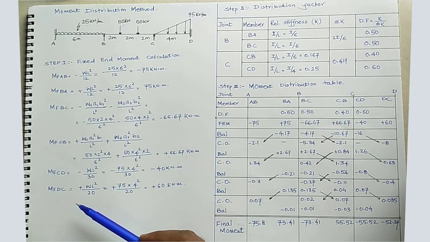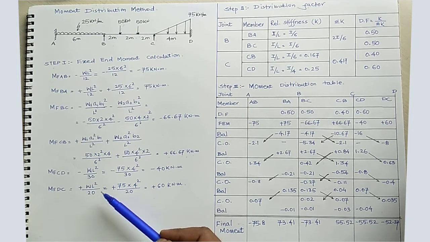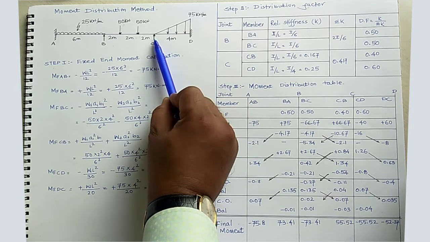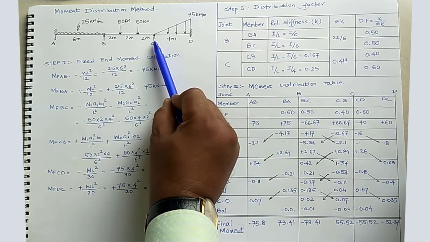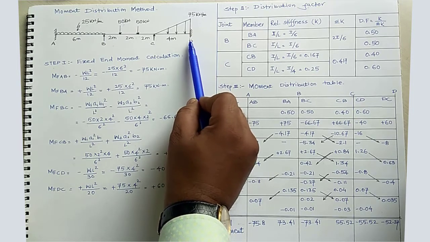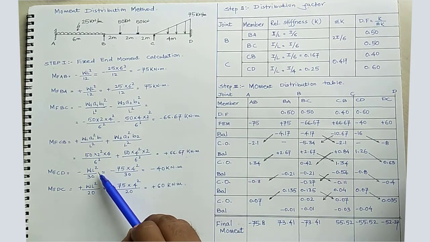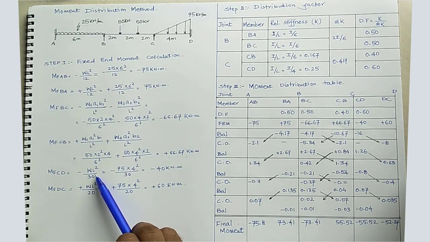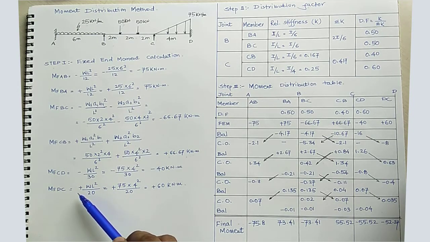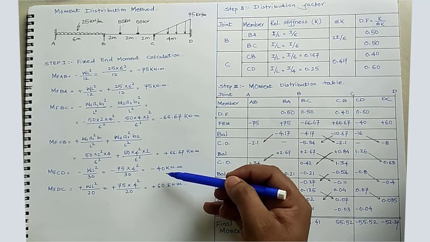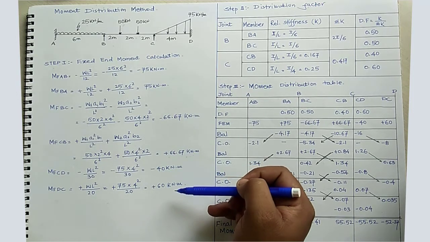And fixed moment DC is plus WL square by 20. For the varying load, at the apex we have to take 1 by 30 and at the base we have to take 1 by 20. So here is the difference: for CD it is minus WL square by 30 and for DC it is plus WL square by 20. After calculation, we get the values of minus 40 and plus 60.